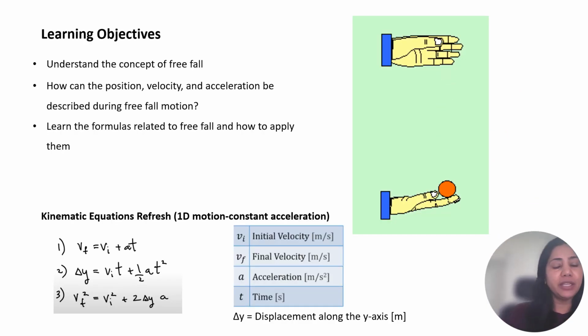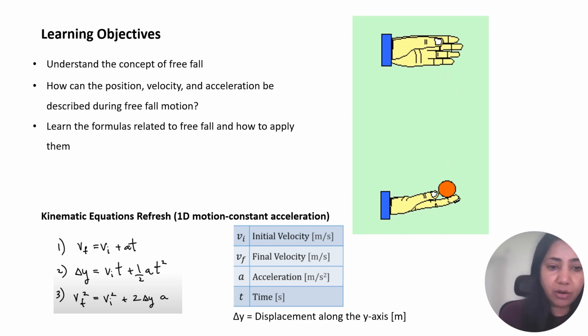So, the learning objectives for today's lecture are to understand the concept of free fall motion, what happens when we throw a ball, how the motion, the position, velocity, and acceleration, all these variables change, and we'll learn about the formulas related to the free fall motion and how we can get these formulas from the kinematic equations that we have already done in the previous lectures.